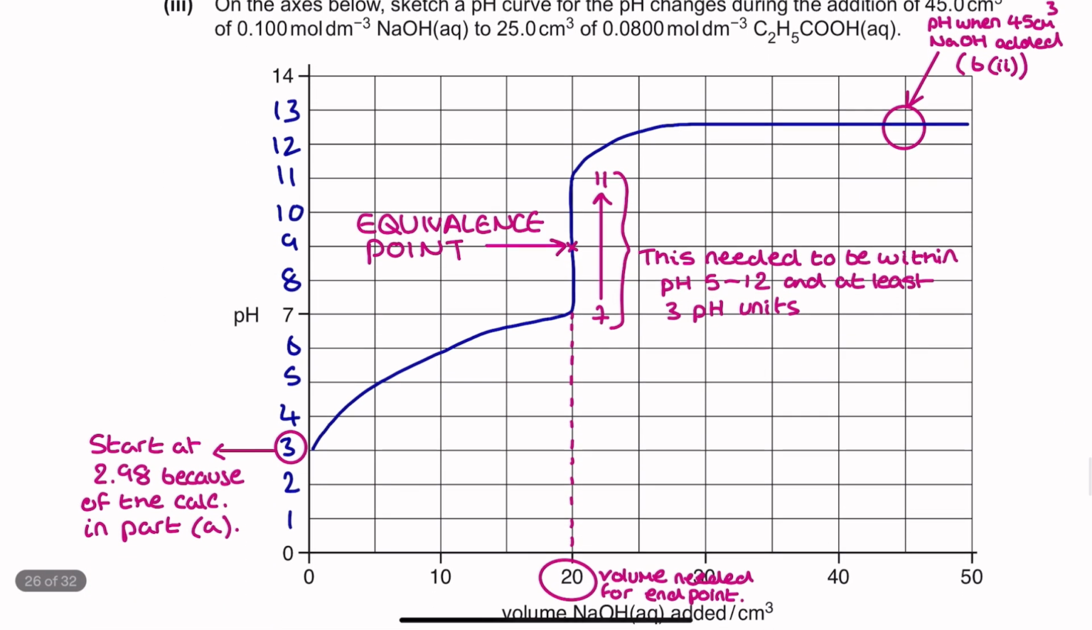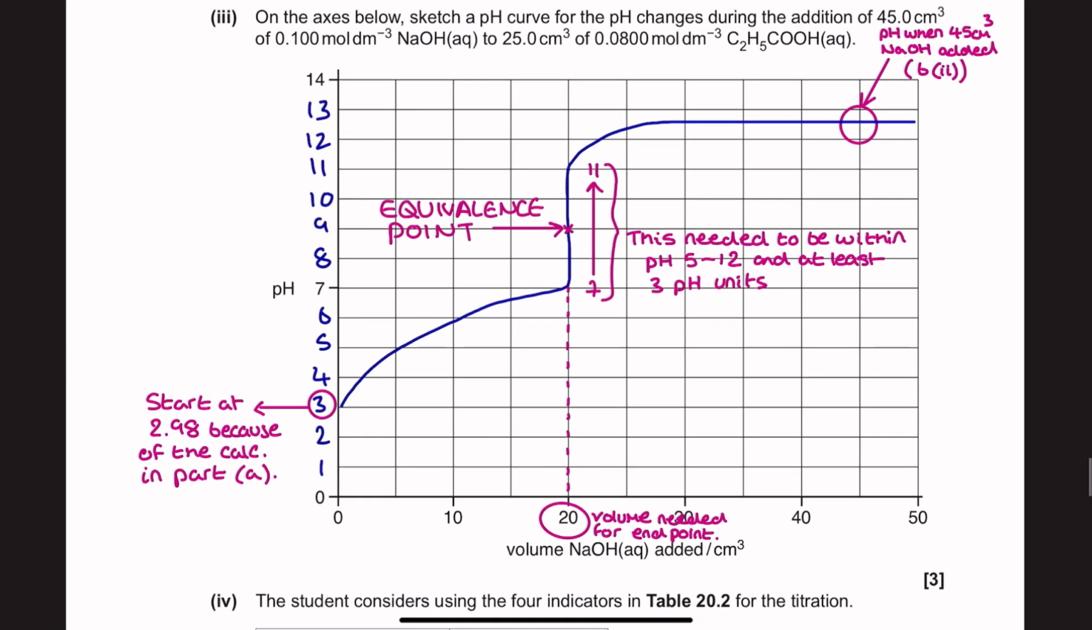We then move to this section here, which is the pH titration curve. Now, there's loads going on here. I'm going to take you through it. But it does say on the axis below, sketch a pH curve for the pH changes during the addition of the 45 centimeters cubed of the sodium hydroxide to the weak acid, so that would be the propanoic acid that was inside the conical flask.